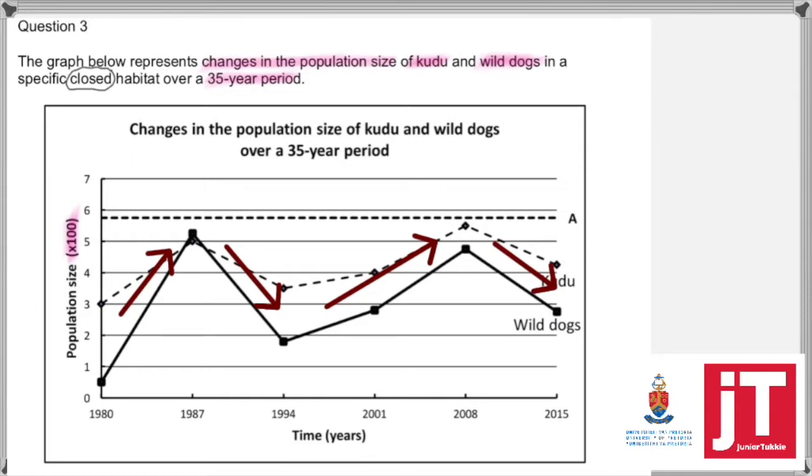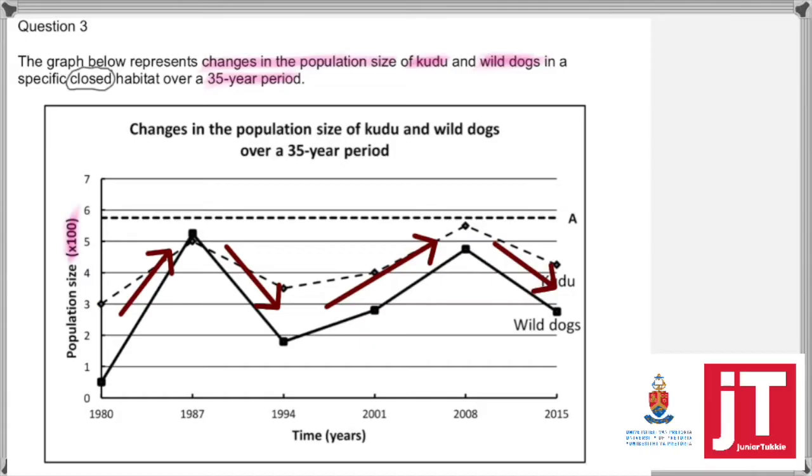Why we say closed habitat is because we want to mitigate or eliminate the possibility of emigration and immigration within these populations. So we say this is a closed system. Over here you'll see that I have just made a little bit of sense of the graph. As the population of kudu increases, so does the population of wild dogs.